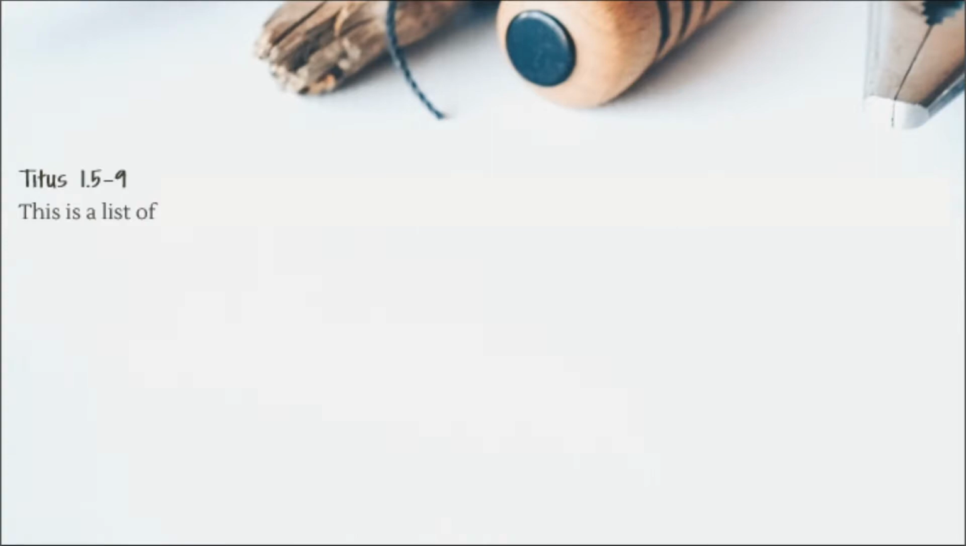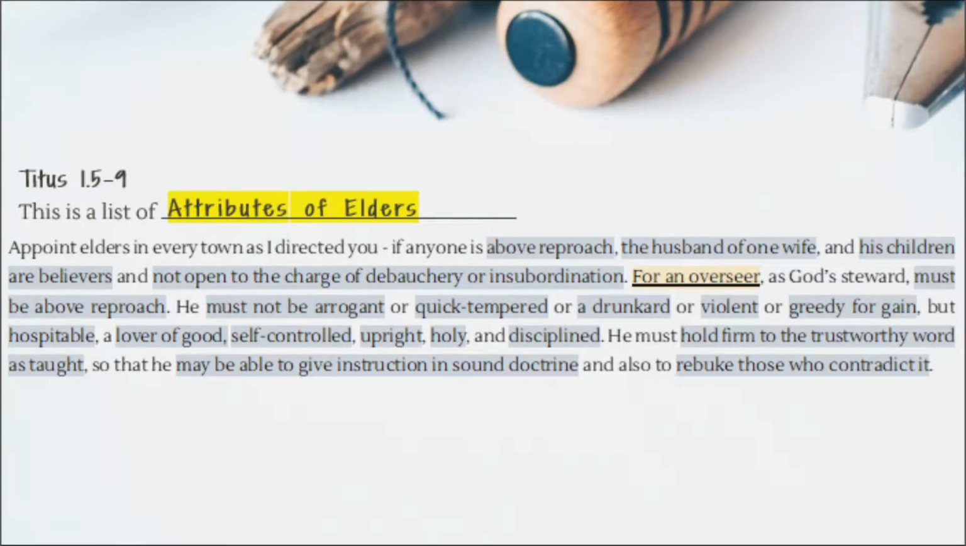Titus chapter 1. This is a list of qualifications or attributes of an elder, right? How an elder should be. And it's pretty much all of it, right? For an overseer, a pastor, an elder, they're kind of all interchangeable. And it tells you what they should be. So that one is almost all highlighted on that one. And that's lists.